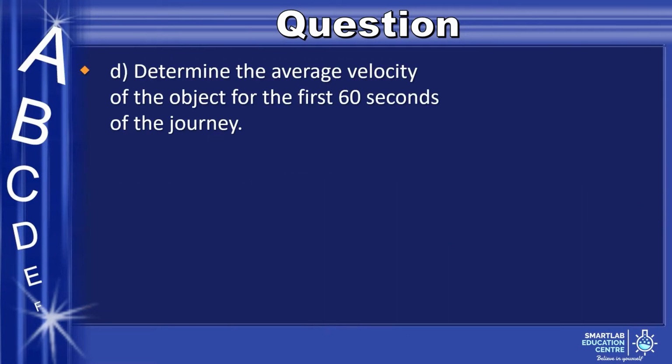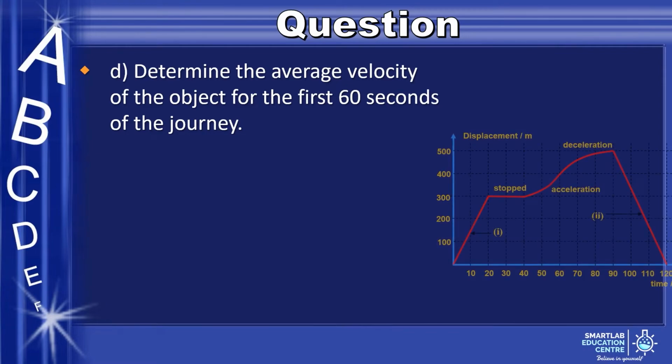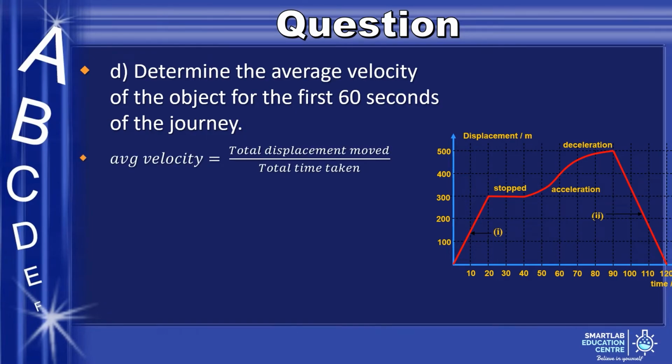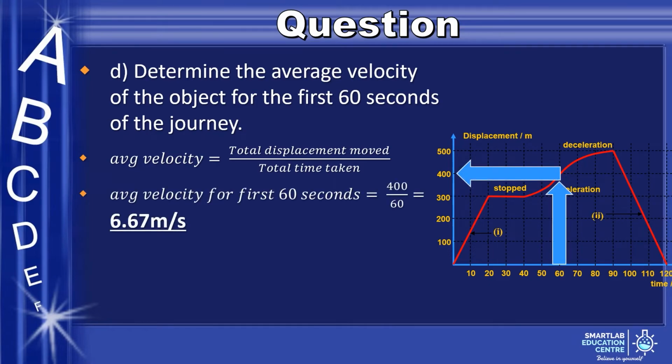Determine the average velocity of the object for the first 60 seconds of the journey. For this question, take note that we are not calculating the velocity, but rather the average velocity after 60 seconds. Hence we cannot calculate it by using the gradient. We have to find the total displacement and divide it by the time taken. This gives us 6.67 meters per second.